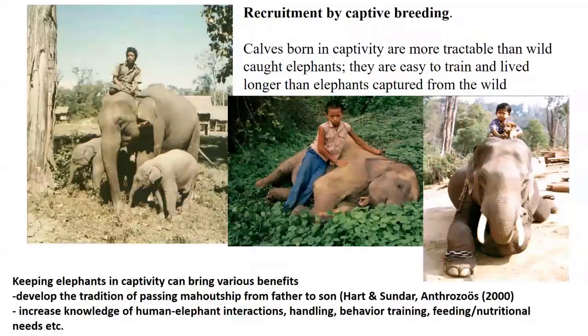So main recruitment is captive breeding, and we now know calves born in captivity are more tractable than wild-caught elephants. They're easy to train and they live longer than elephants captured from the wild. And one other benefit of raising elephants in captivity is we continue the tradition of passing mahoutship from father to son. So these sons of the mahouts are involved in raising the calves born from the elephants that their fathers have handled.